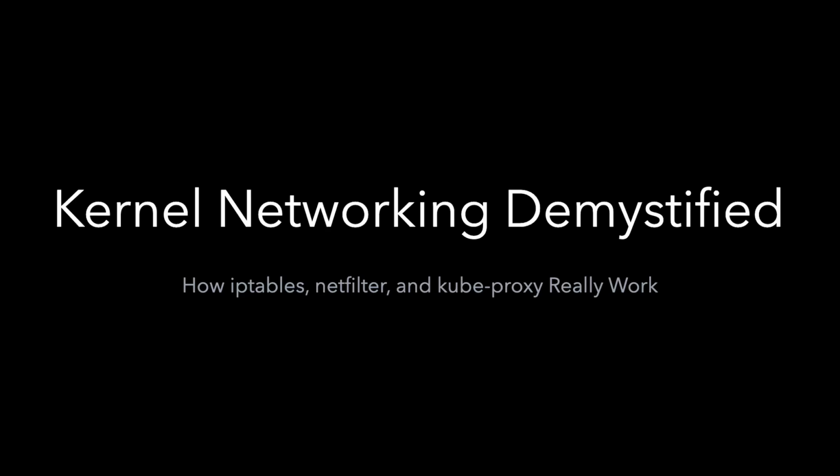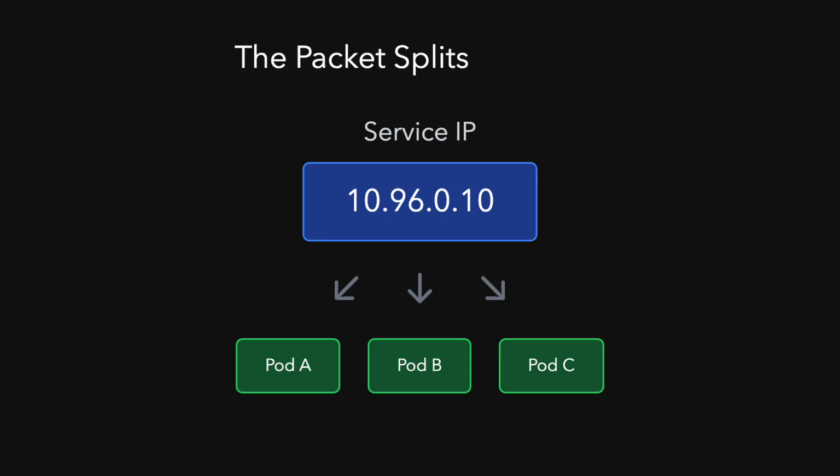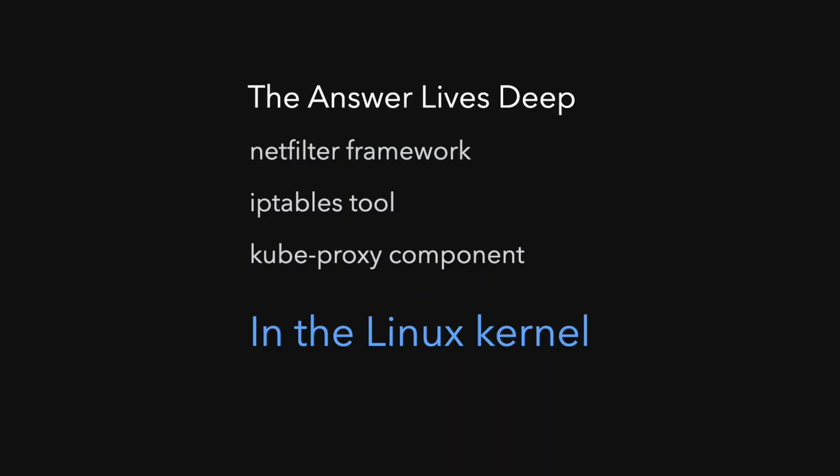Here is a question that stumps even experienced Kubernetes engineers. When you create a service in Kubernetes and access it by its cluster IP, where does that packet actually go? The answer lives deep in the Linux kernel, in a framework called netfilter, controlled by a tool called iptables, and manipulated by a component called kube-proxy.